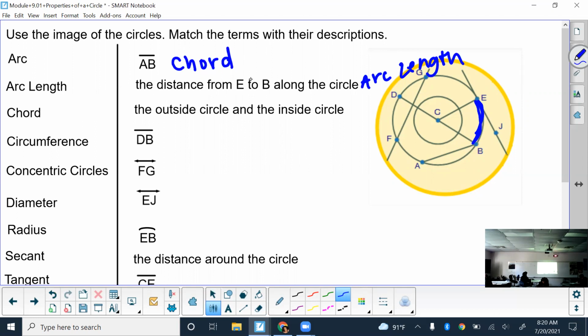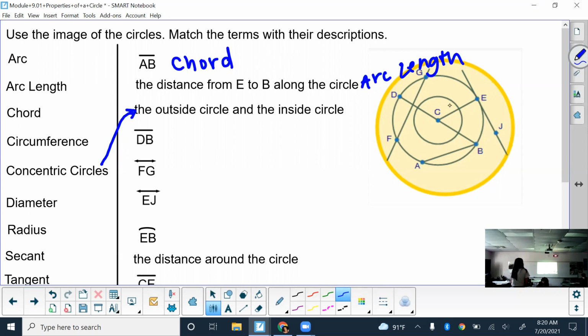All right, now next one, the outside circle and the inside circle. So outside circle and the inside circle. Concentric circles. This one I'll draw the line because I don't really have room to write it.